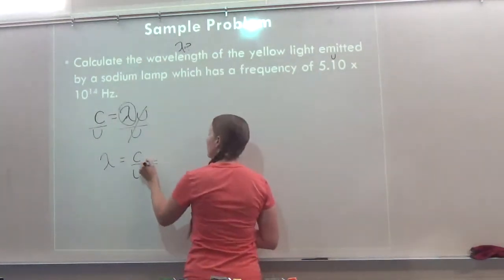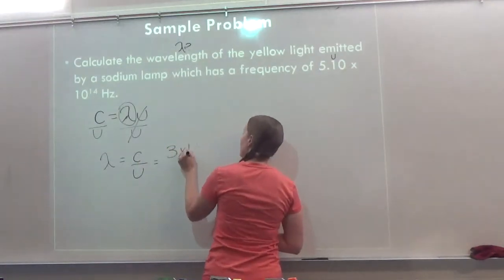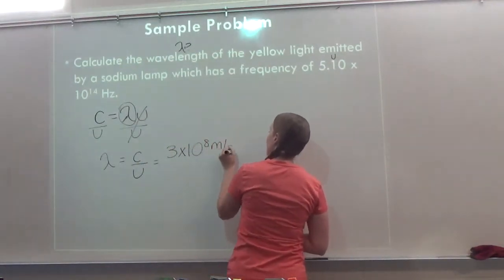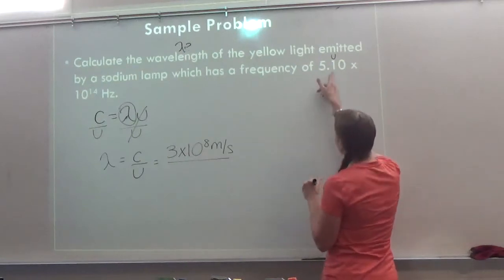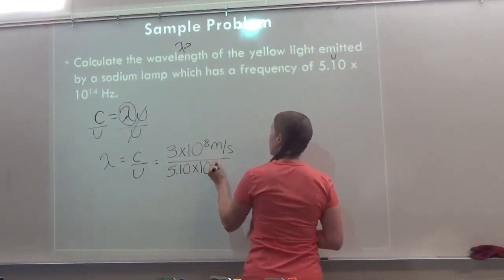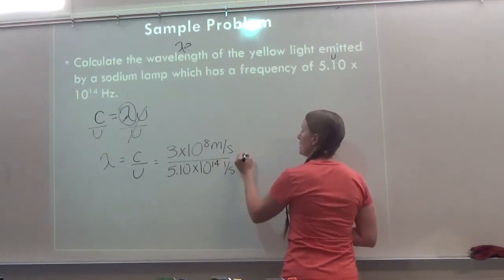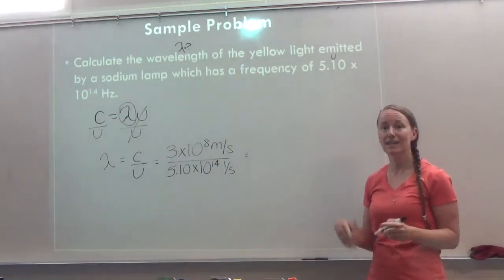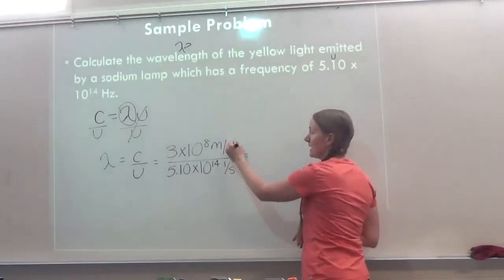So then I just plug in. C is speed of light, 3 times 10 to the 8 meters per second. And nu is my frequency, 5.10 times 10 to the 14 hertz. I'm going to go ahead and change hertz to 1 over a second so that you can see that seconds cancel.